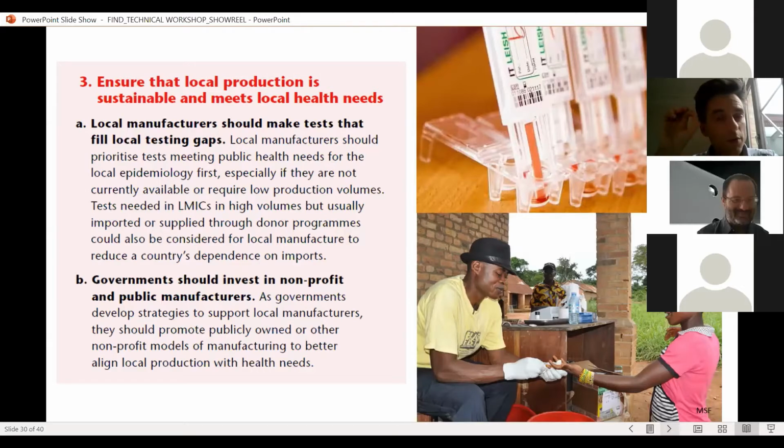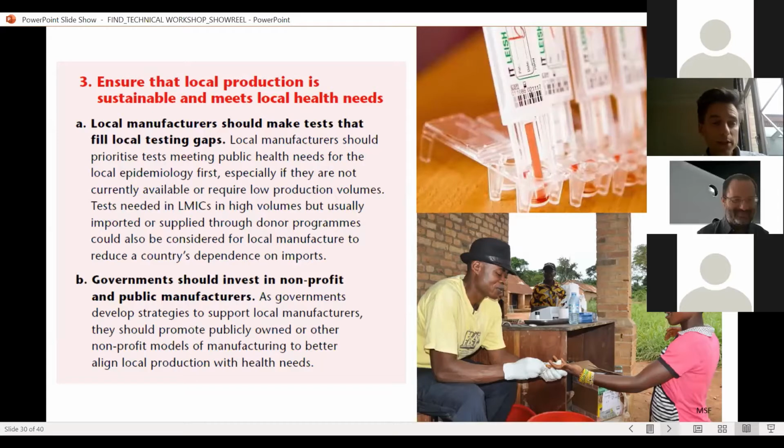But of course, government should be aware that for these high volume tests, for instance, they should be willing to pay a little bit more in order to have sufficient competition for these local producers with the high volume producers, for instance, in high income countries or Asia.